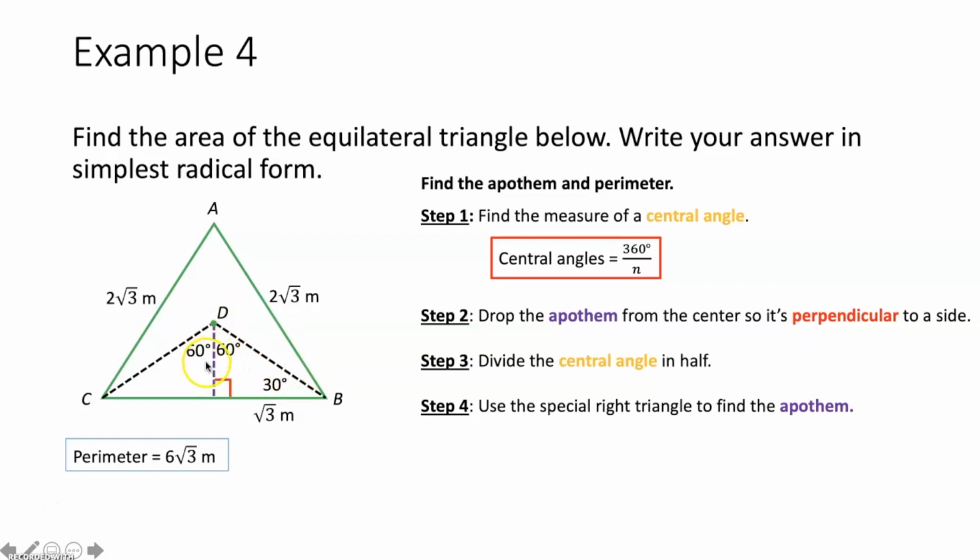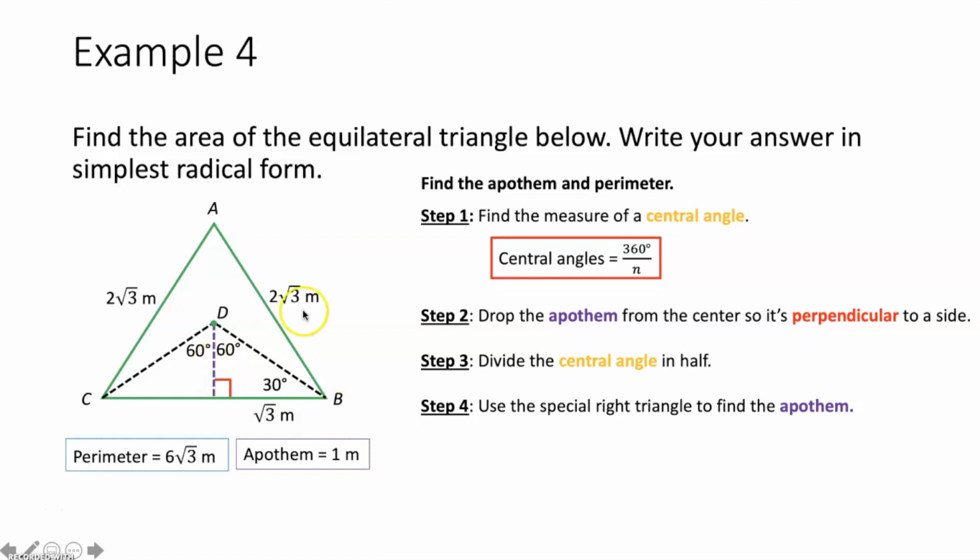Well, we don't have that. But the short leg times rad 3 gives you the longer leg, the side opposite your 60 degree angle, which we do have. So in order to get our short leg, we just take that longer leg, rad 3 meters, and divide it by rad 3. So what's rad 3 divided by rad 3? That's just 1. So the measure of our apothem is going to be 1 meter.